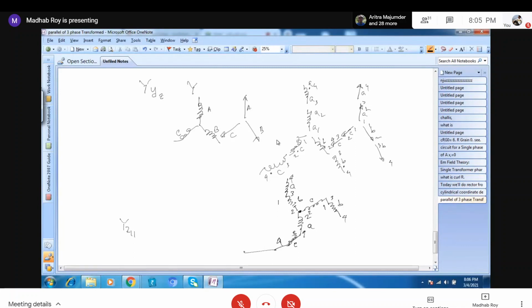Now you see that this line is C, this line is B, but this line is A. So what is the phase now? You see that the phase has become like this. So here we can say that the phase voltage is like this. This is the phase voltage of the A, this is the phase voltage of the B, and this is the phase voltage of the C. So that has become YZ11.